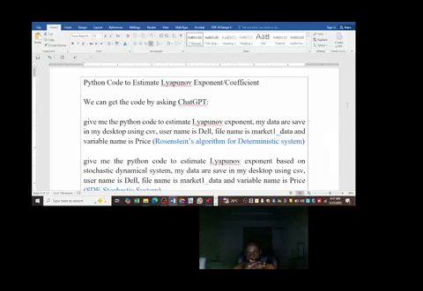So the next thing is to get the code to compute the Lyapunov exponent based on these equations or algorithms. First, I want to use Rosenstein's algorithm, Rosenstein's method. So what I will do is give this instruction to ChatGPT: Give me the Python code to estimate Lyapunov exponent. My data are saved in my desktop using CSV. I've said that. Username is Dell. File name is market_data, and my variable name is price.